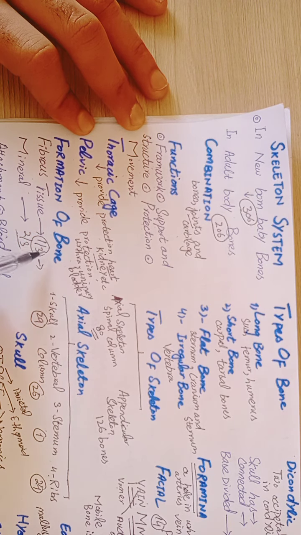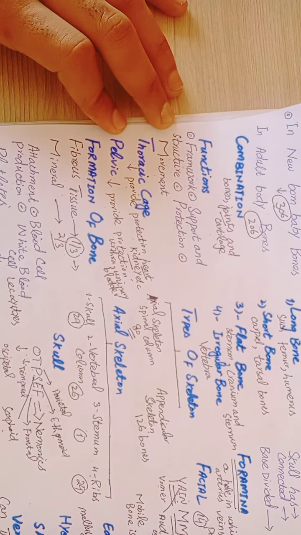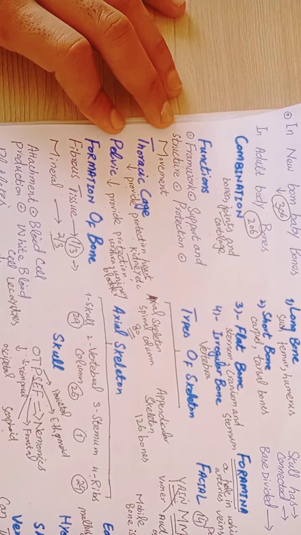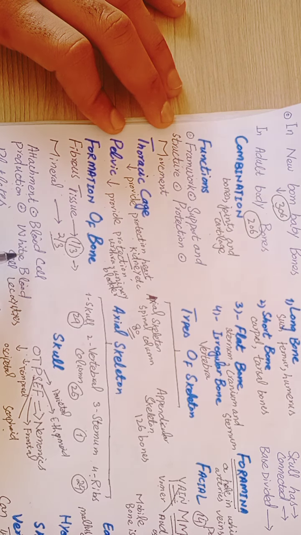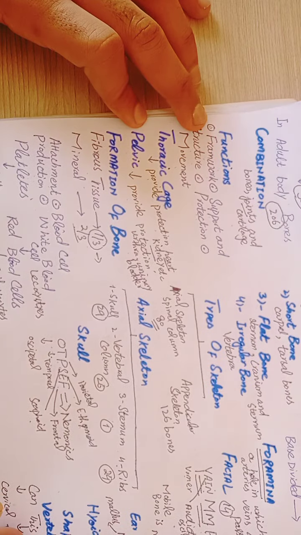Fibrous tissue is involved in the formation of bones 1/3, minerals such as calcium and phosphorus 2/3. Bones help in the attachment of muscle and also blood cell production in the bone marrow. White blood cells are also called leukocytes, platelets are also called thrombocytes, red blood cells are also called erythrocytes.